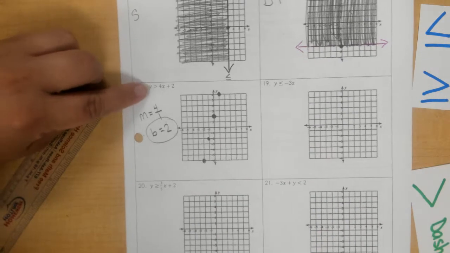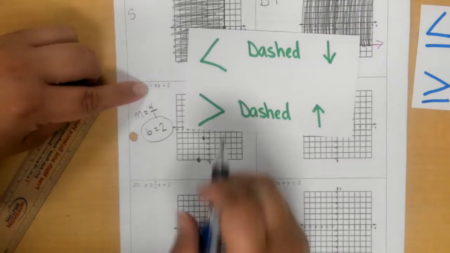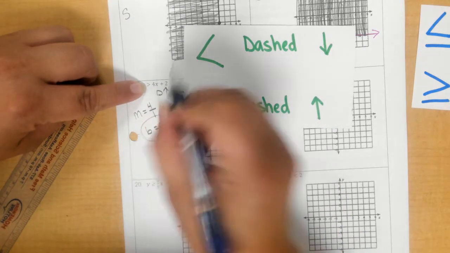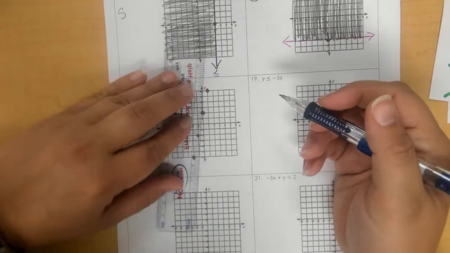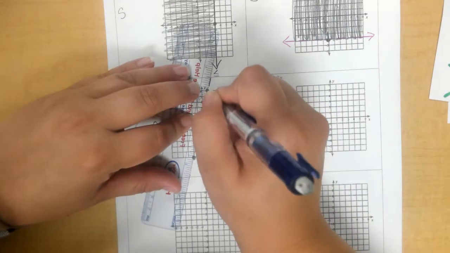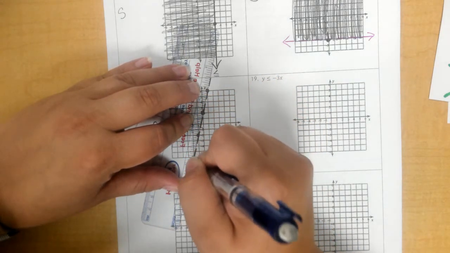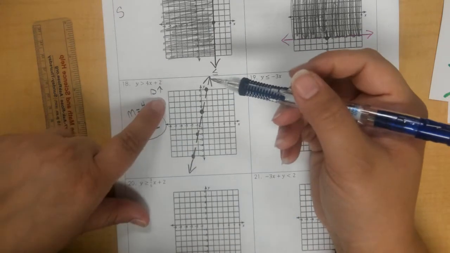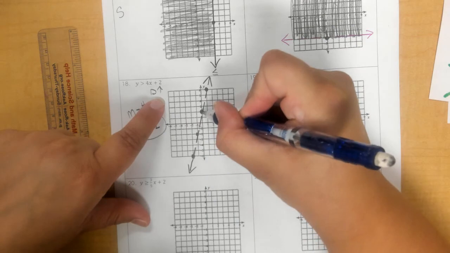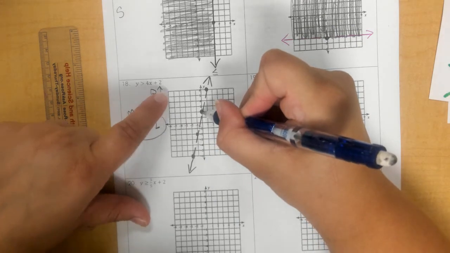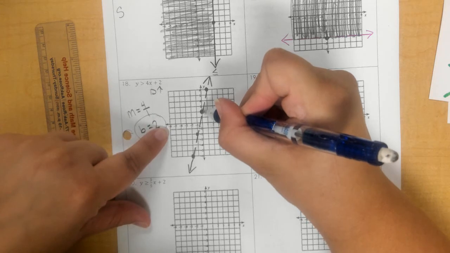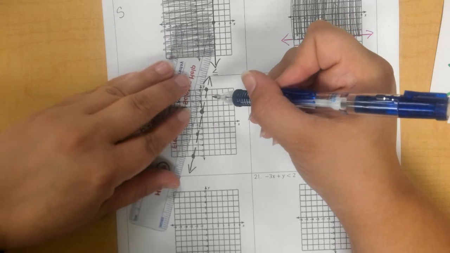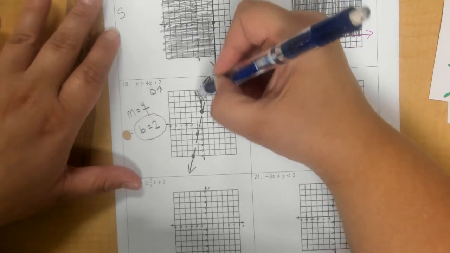Okay, so greater than, go back to my little cheat sheet here, greater than is dashed and above. So dashed and above. So I need to dash my line. And then how do I show above? I go back to where I began. Above is up, just like the arrow shows. So I go up, and I see that this entire side is what gets shaded. So all of this.